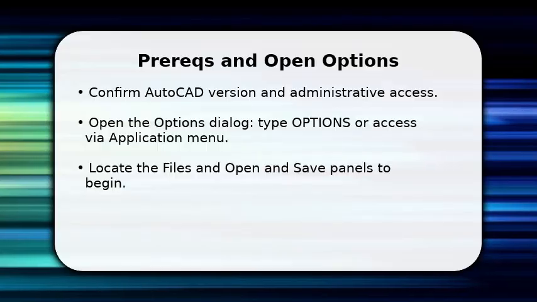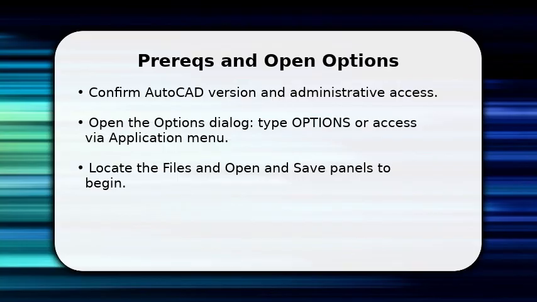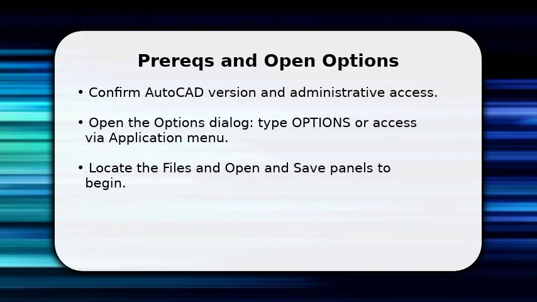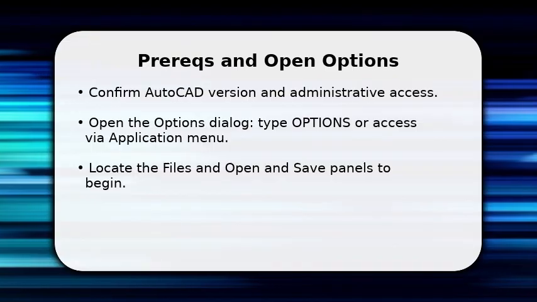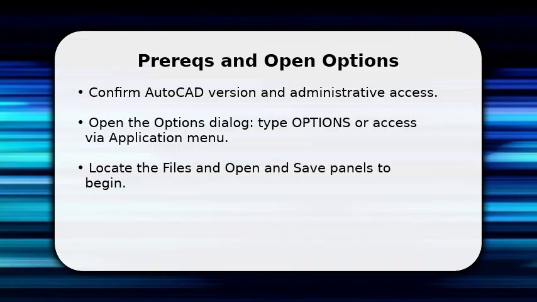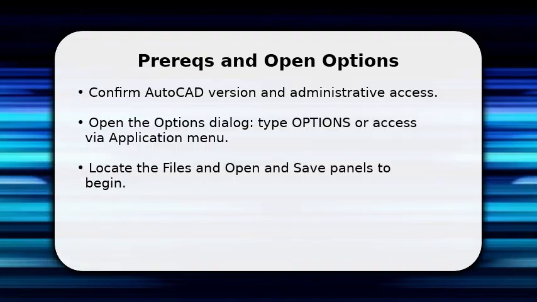You start by verifying your AutoCAD version and that you have permission to change settings. Once confirmed, open the Options dialog, type Options, or use the Application menu so you get to the exact controls. Make sure you see the Files and Open and Save panels. These sections contain autosave parameters. This first step puts you in the right place to change behavior globally instead of per file, and it saves time when applying settings to templates or company standards.